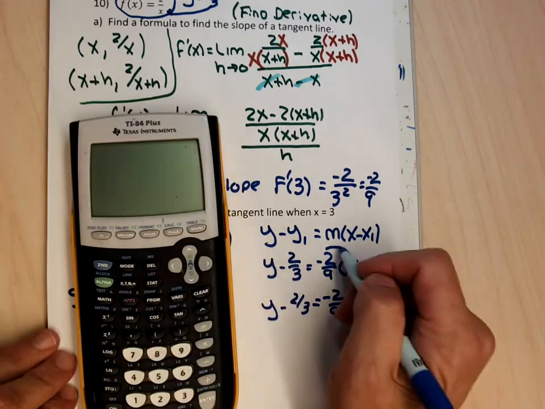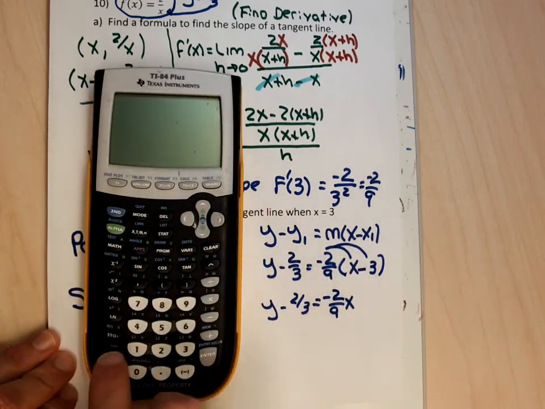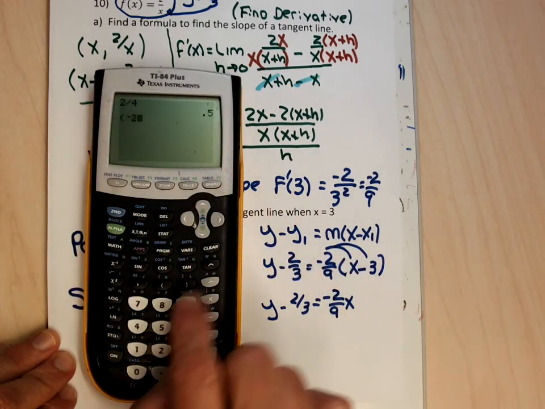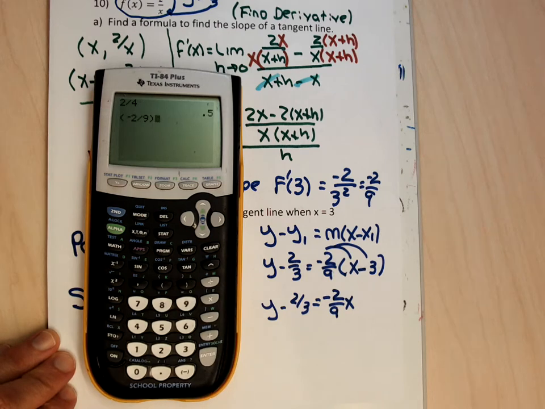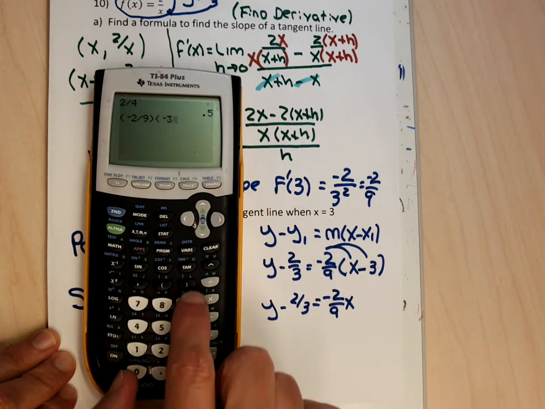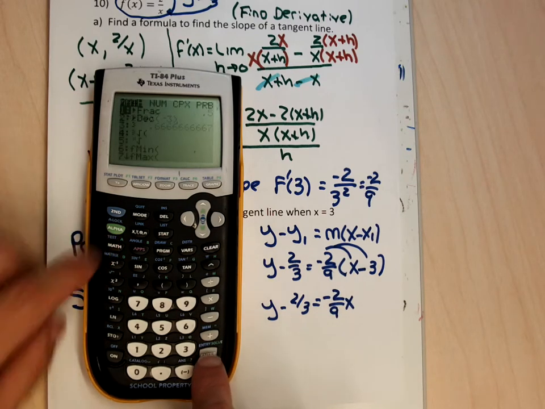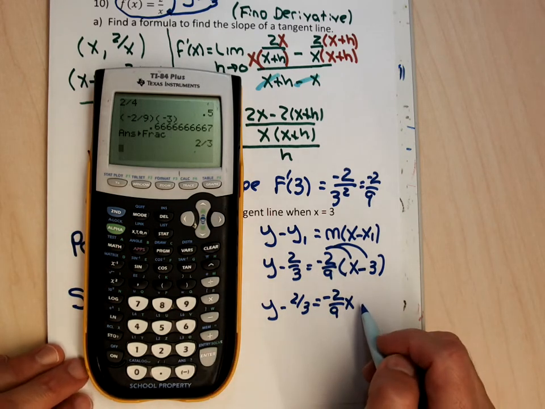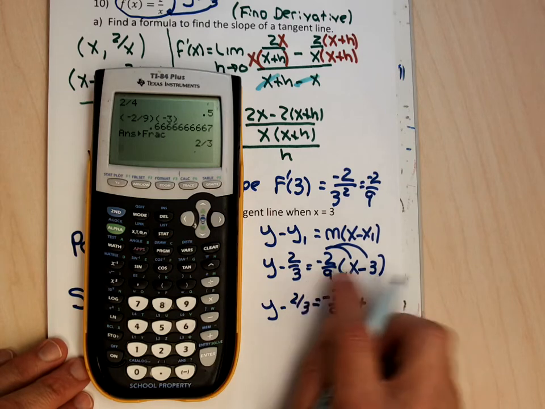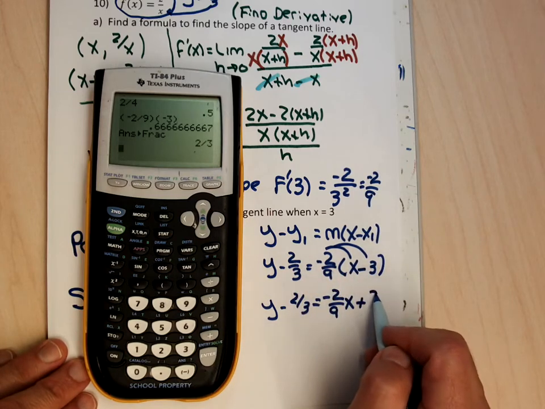I'm going to do that on my calculator. So on my calculator, I'm going to go parentheses minus 2 divided by 9. That's the minus 2/9. And then parentheses minus 3. That's the times minus 3. I'm going to hit enter, and then math, enter, enter. And I get positive 2/3. I knew it was going to be positive because I multiplied 2 negatives. I should get a positive.